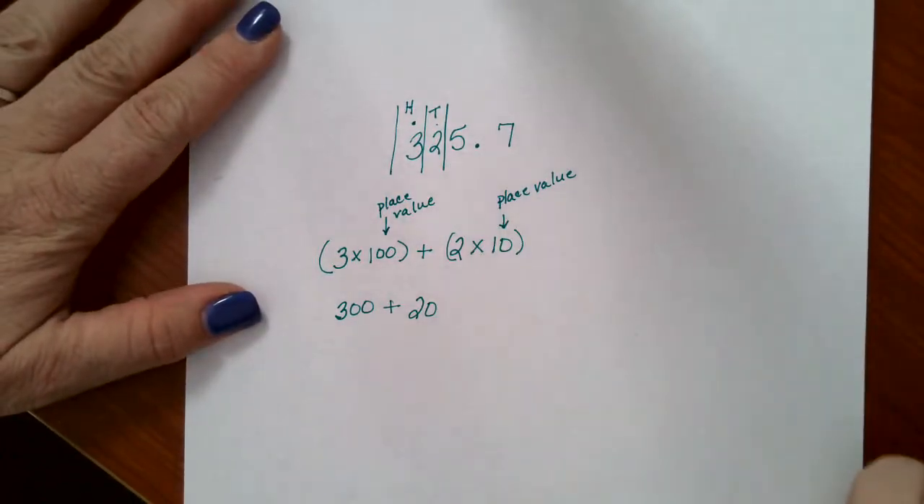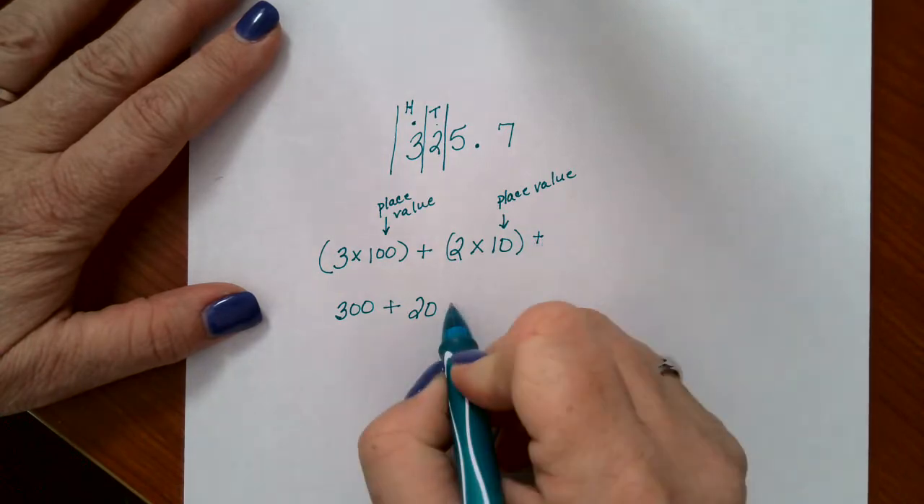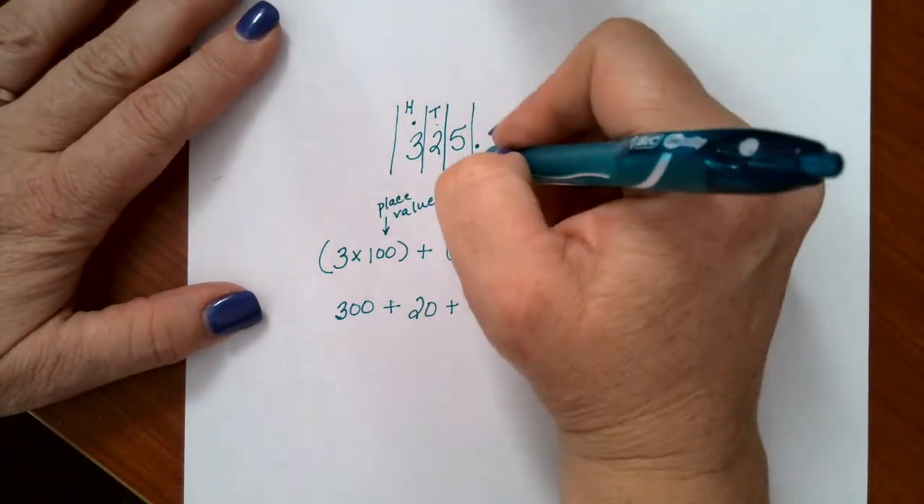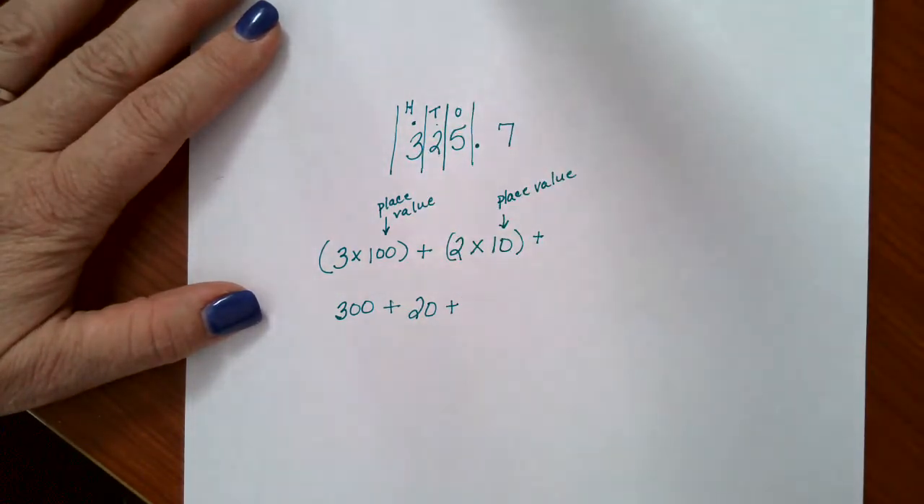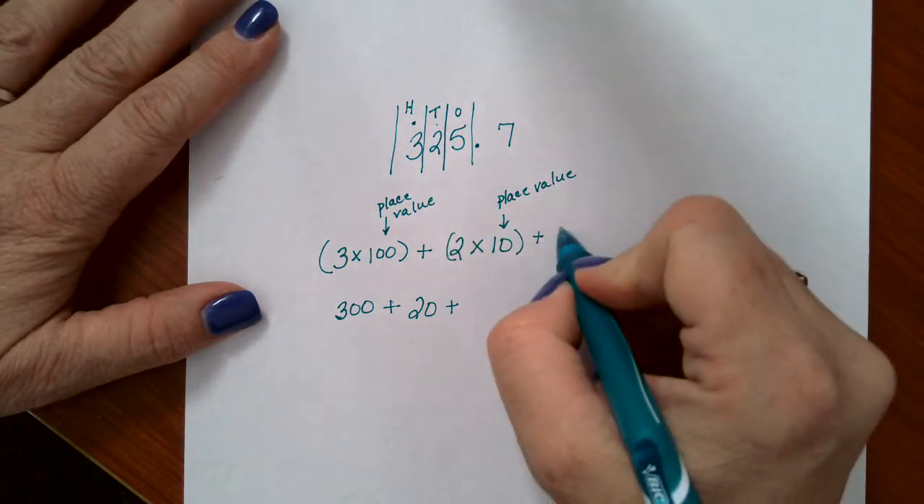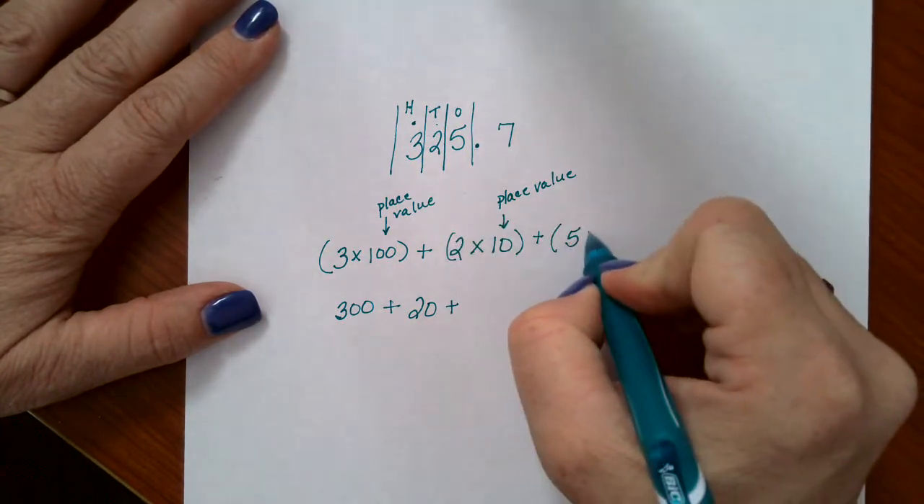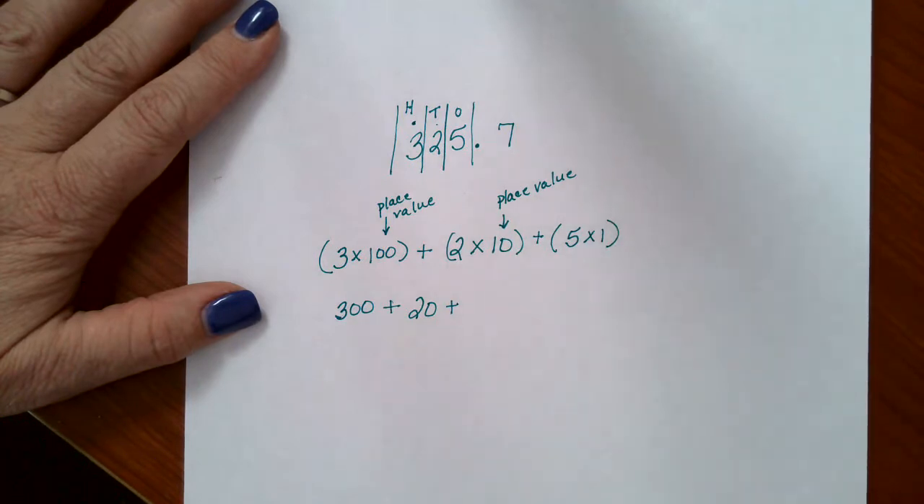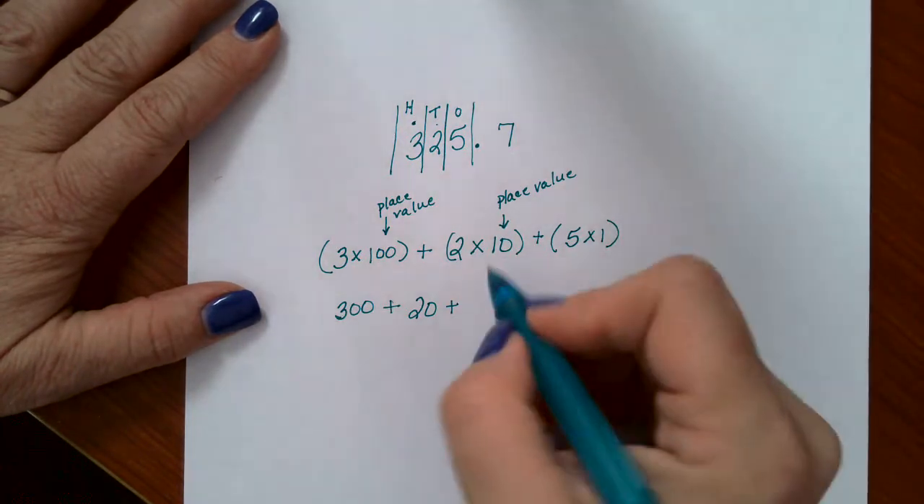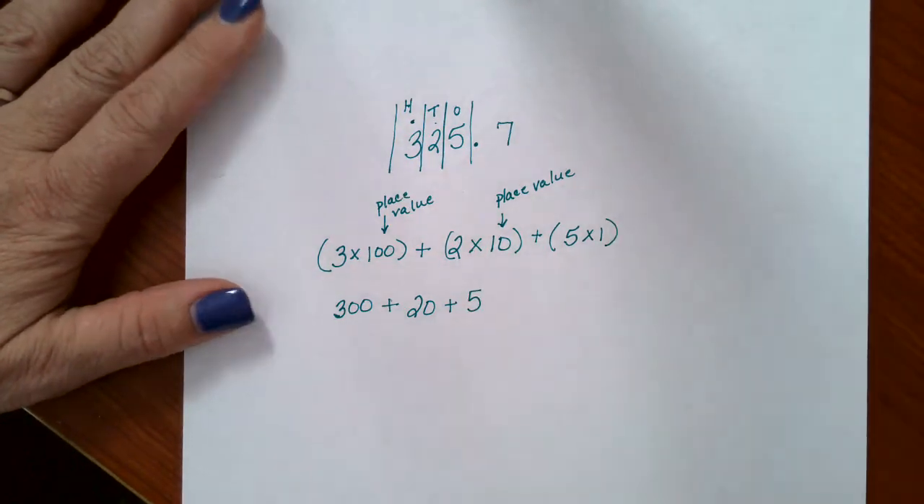Next, we have the fives. So we're going to add the ones. And we have a 5 in the ones. So we're going to add 5 times 1 because there is a 5 in the ones place, or we're going to just add 5.